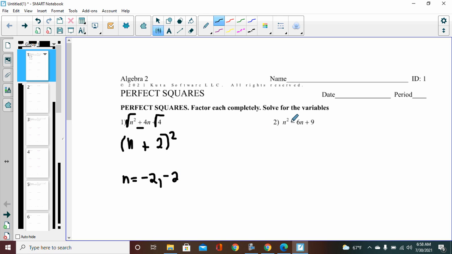All right? Let's look at number 2. So do it again. Take the square root of the first term, square root of the number term, and I get n and a 3. Now I look in my middle term to get the operation. It's going to be a minus. Remember, I have to square this group. That's the factor form. And I get n equals the opposite of this number, 3. And how many times do I get 3? You get it twice because it's squared.